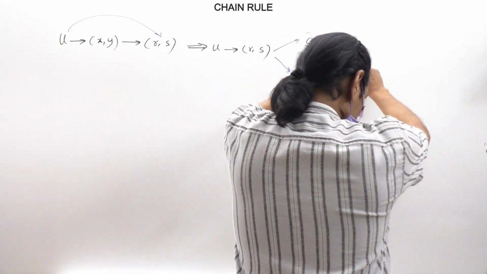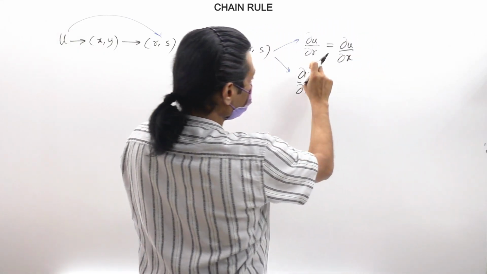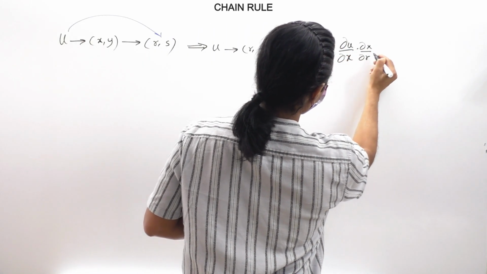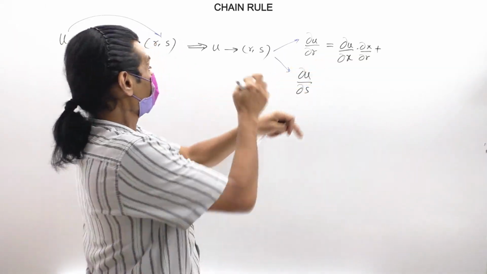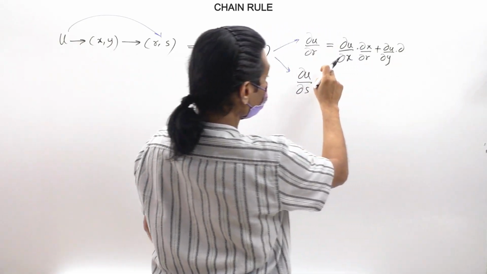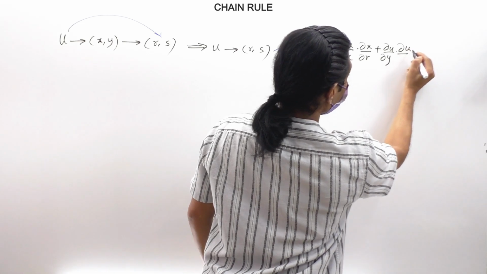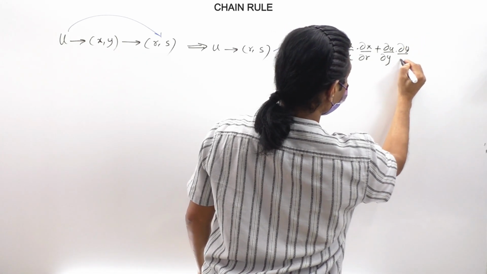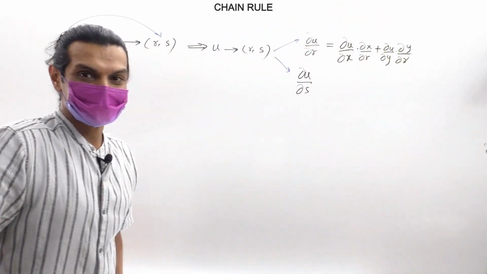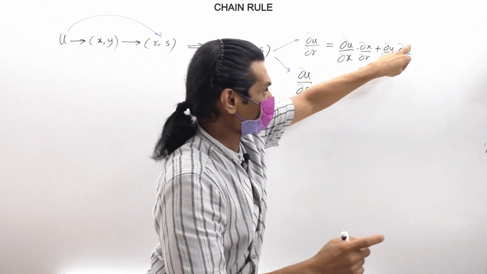See how I am writing this. We can write dou u by dou r as dou u by dou x into dou x by dou r, plus dou u by dou y into dou y by dou r. That is it. This is how it works. I need dou u by dou r only. The dou x and dou x cancel, the dou y and dou y cancel, giving dou u by dou r.